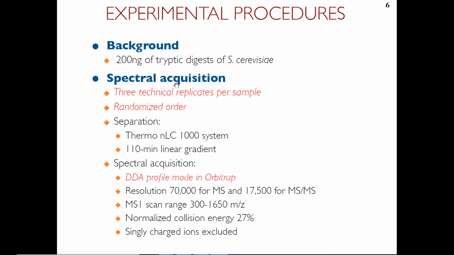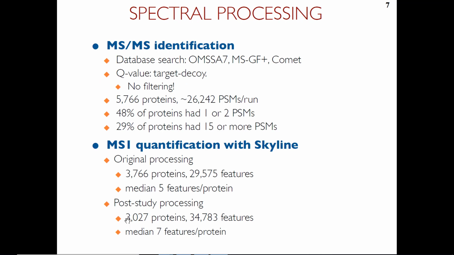These are some details. We used essentially a Thermo instrument, LC-MS, label-free using MS1 quantification, DDA. So there are some technical details on that. Then we also did an analysis where we identified MS/MS spectra and quantified MS1 peaks with Skyline. So we have a data set which was processed in one of the labs of the organizers. We had raw data, we had the results of database search, which was 5,700 proteins and so on, and then we also had MS1 quantification with Skyline.